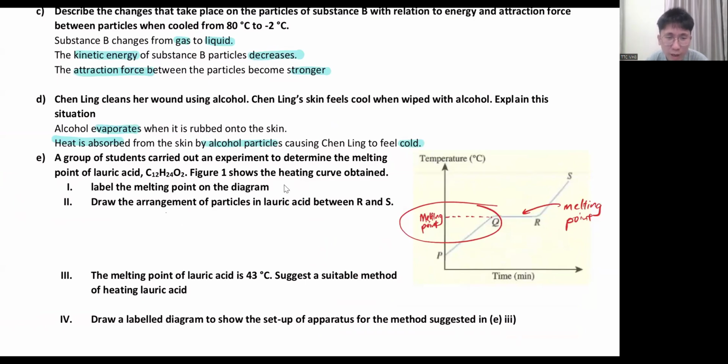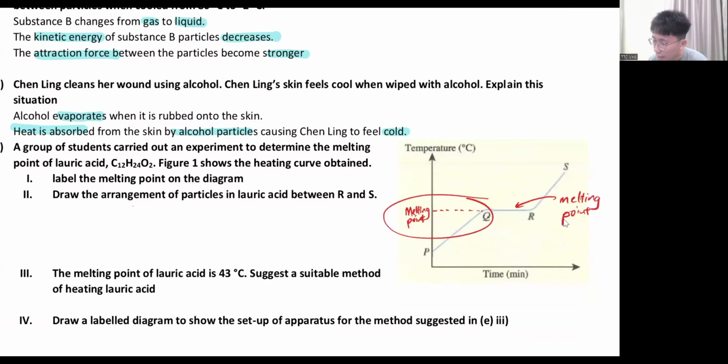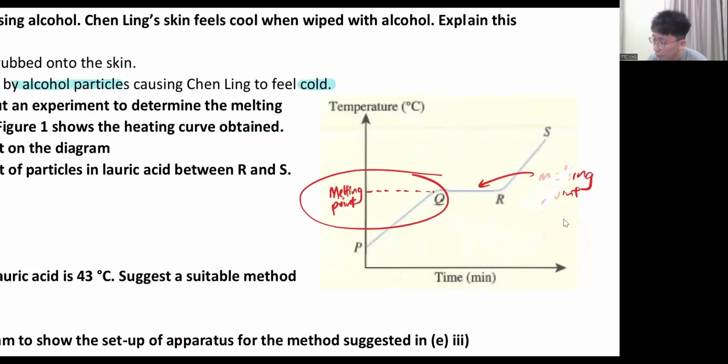Okay, now, after we go for this, you see, melting point. Draw the arrangement of particles of your lauric acid between R and S. Since they say this is melting point, we already know that QR is your melting point. So what does melting point indicate? Before melting point, solid state. After melting point is liquid state. Then in between melting is solid plus liquid.